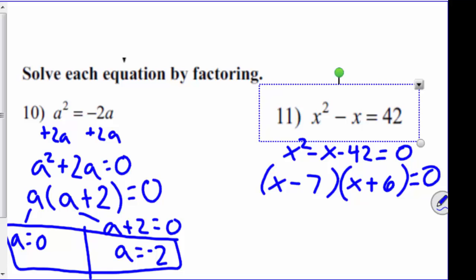and then we just have to see what makes them 0. So +7 would make the first binomial 0, so x equals 7, and -6 makes the second binomial 0, so x equals -6.